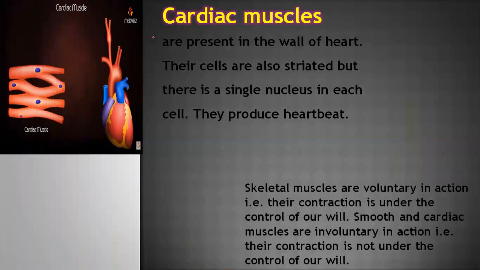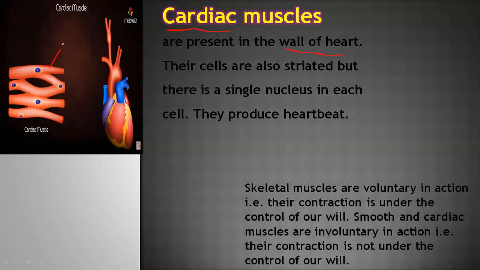Now, last but not the least, we are having cardiac muscles. Wherever the word cardiac comes, cardiac specialist, we say heart specialist; cardiology, the study of the heart. So it means heart muscles. They are very specialized muscles. They are only present in the heart, not in any other part of the body. So they are present in the wall of the heart. You can see here the wall of the heart.